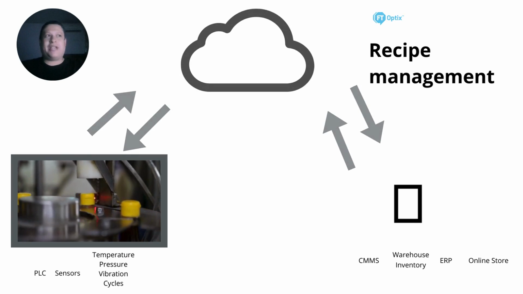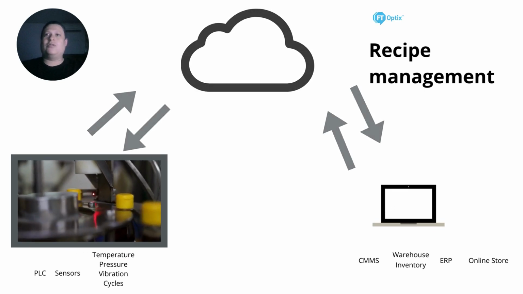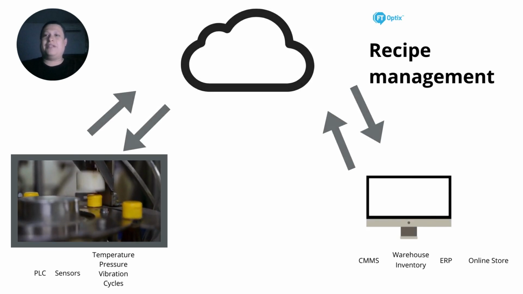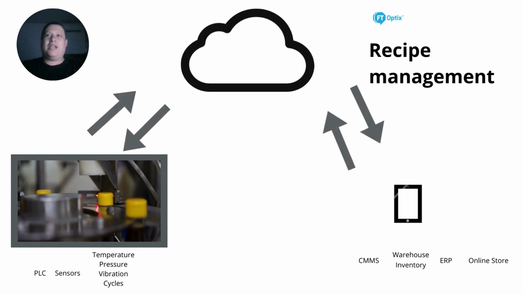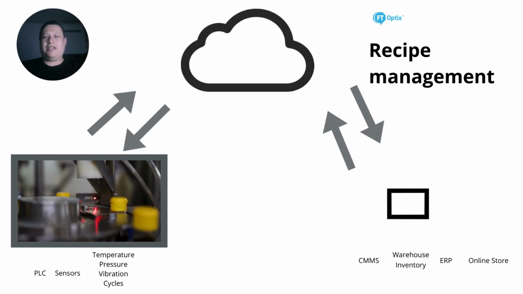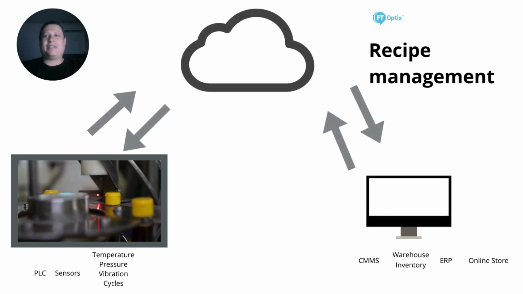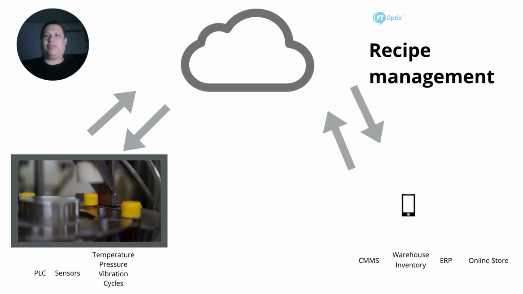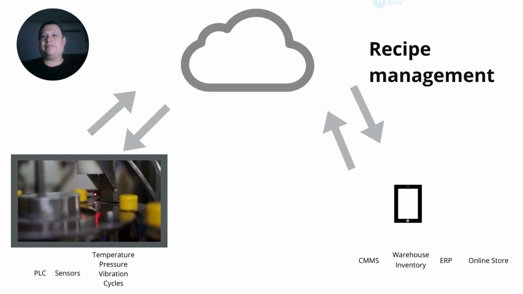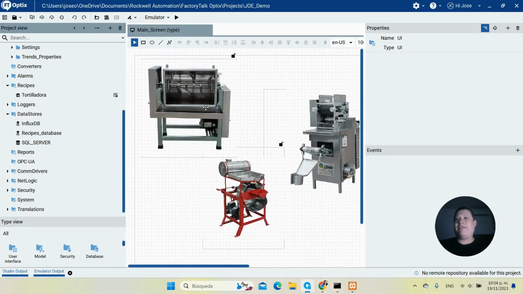I will show you this time how to manage recipes using FactoryTalk Editor, the recipe editors. I think this is a very easy way you can manage recipes and apply it to your industrial process. So let's begin.